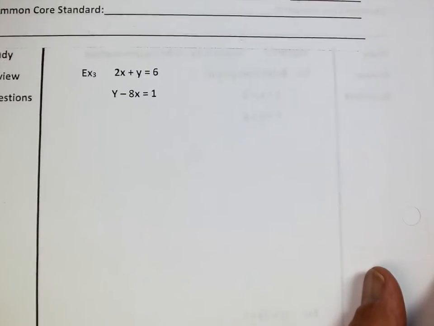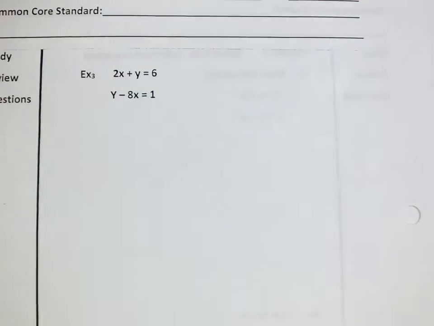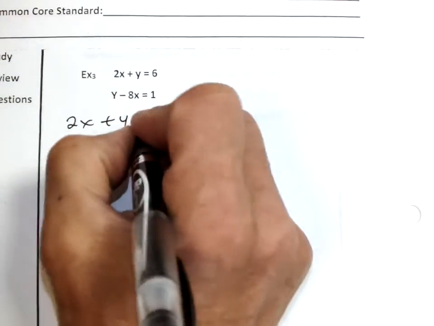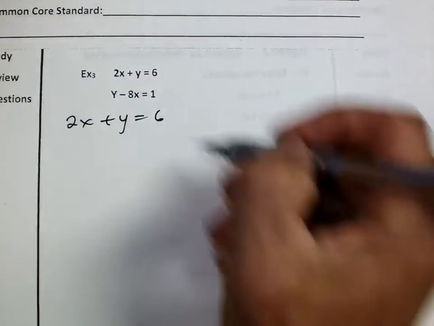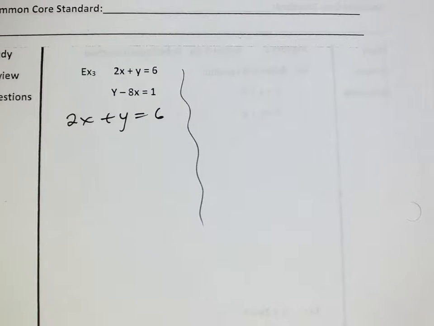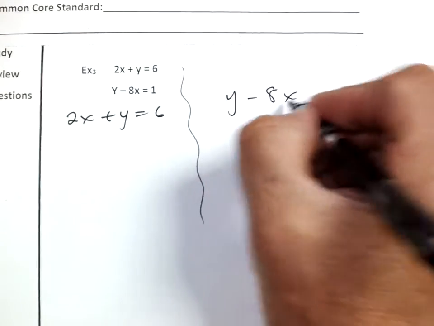So again, by substitution. So let's write them side by side. And again, if that annoys you, too bad for you. I'm going to do it anyway. 2x plus y equals 6. I know some of you really smart kids skip steps. I'm not as smart as you, so I don't skip steps, okay? I just show every step, right? So y minus 8x equals 1.